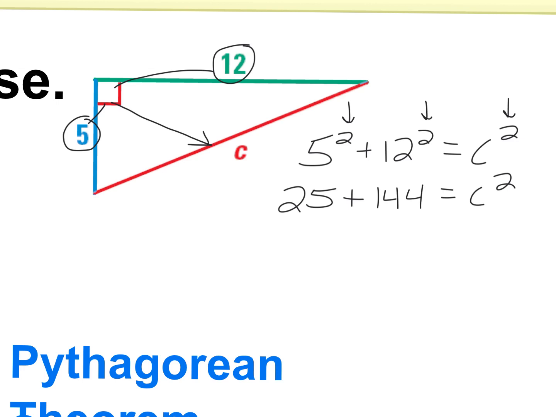Okay, what's my next step here to solve for c? Combine like terms. What's 25 plus 144? 169 equals c squared. Okay, another tricky part. How do I solve for c from here? You square root it. Take the square root. To get rid of a square, we take the square root of a number. Okay, so here, square root of 169 is 13.